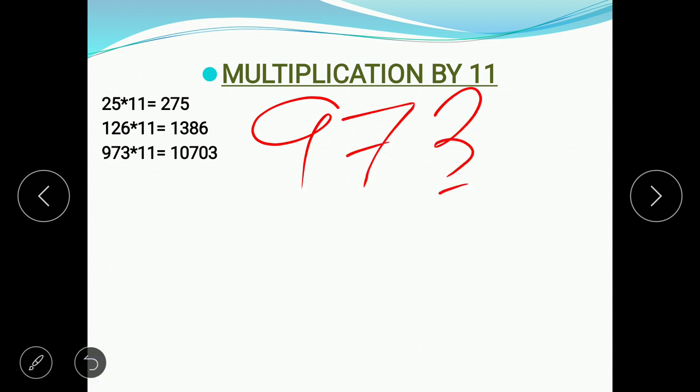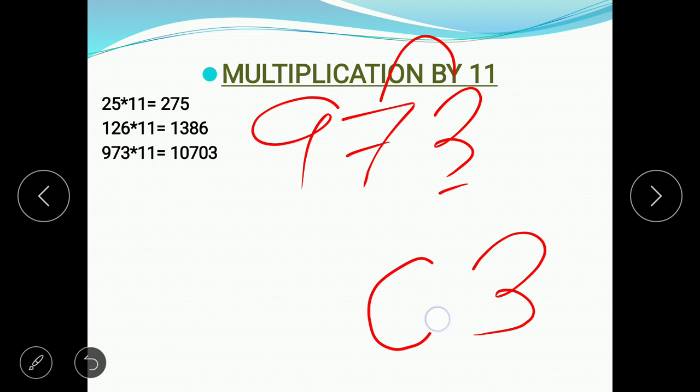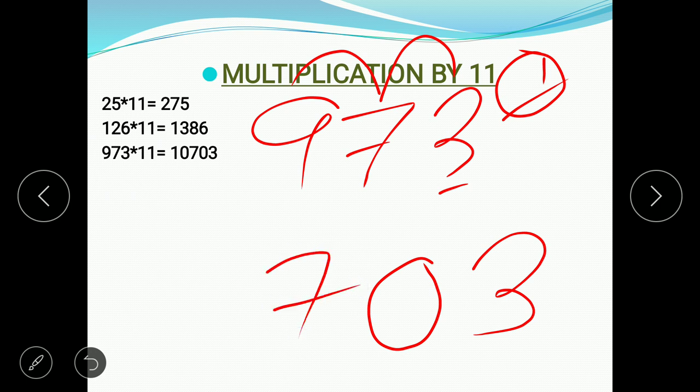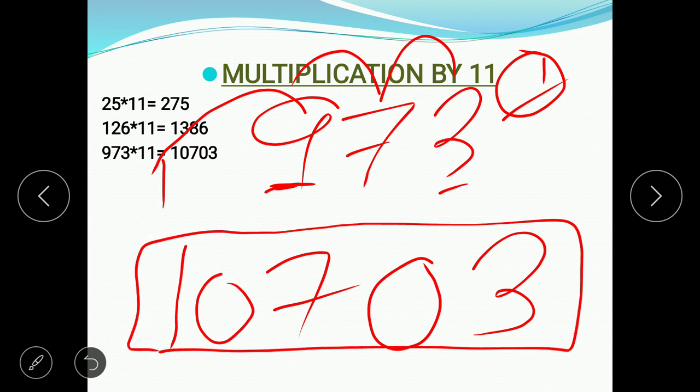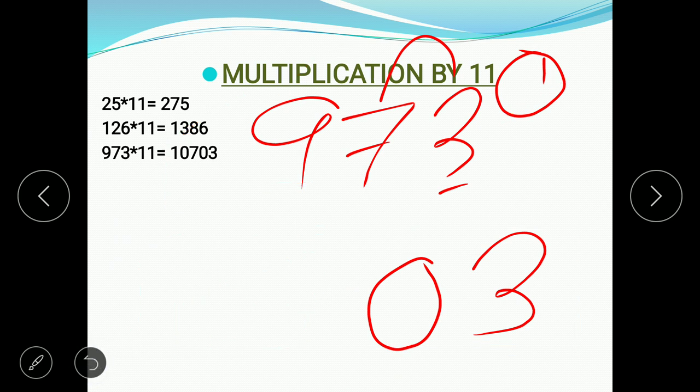Next example is 973. Put 3 in the unit digit place. 7 plus 3, it's 10. But we cannot write 10 here. We have to write first 0. We have to carry 1. Add 9 and 7, which gives you 16. 16 plus 1 is 17. Once again, write only 7 and not 17. Carry 1. We are left with only 9. 9 plus 1 will give us 10. So this is how we get 10,703. Clear? If you are not understanding right now, just see the video next.